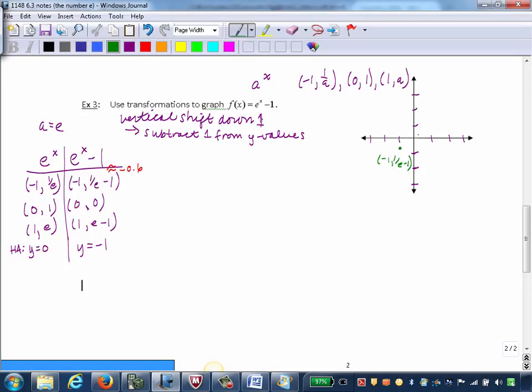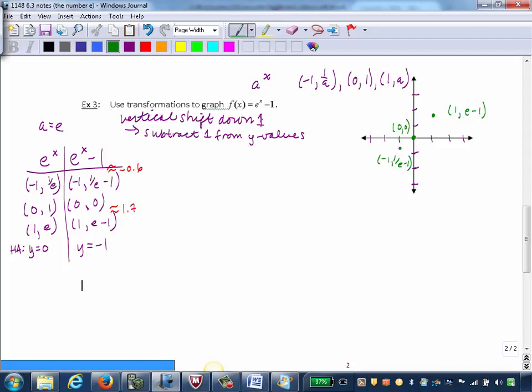Now we've got our second key point, 0, 0. Again, label that point 0, 0. And then our third point is 1, e minus 1. We know e is approximately 2.7, so 2.7 minus 1 gives us approximately 1.7. So we'll plot this point, x value of 1, somewhere between 1 and 2, a little closer to the 2. So here's my third point, 1, e minus 1.